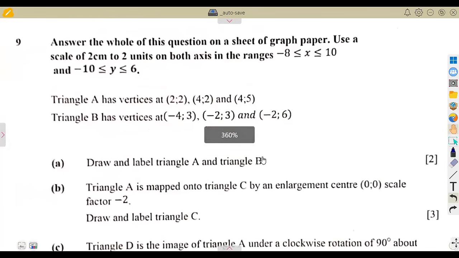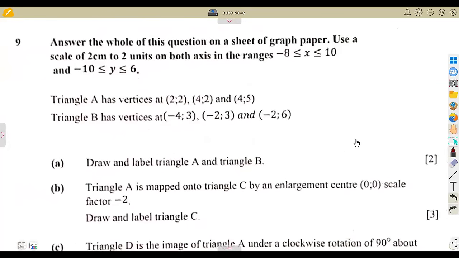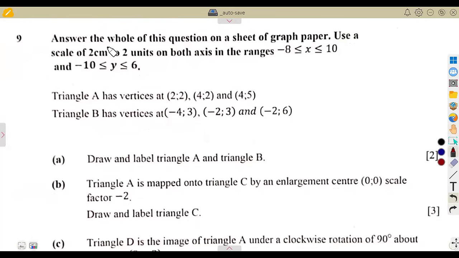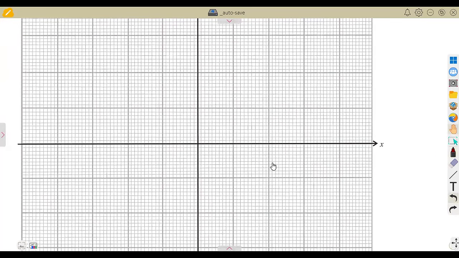Answer the whole of this question on a sheet of graph paper. They were given an instruction to take into consideration to answer this on a graph paper using a scale 2 centimeters to 2 units on both axes. In the ranges x from -8 to 10, then y from -10 to 6. All right, so that is what you're given, 2 centimeters, remember, to 2 units.